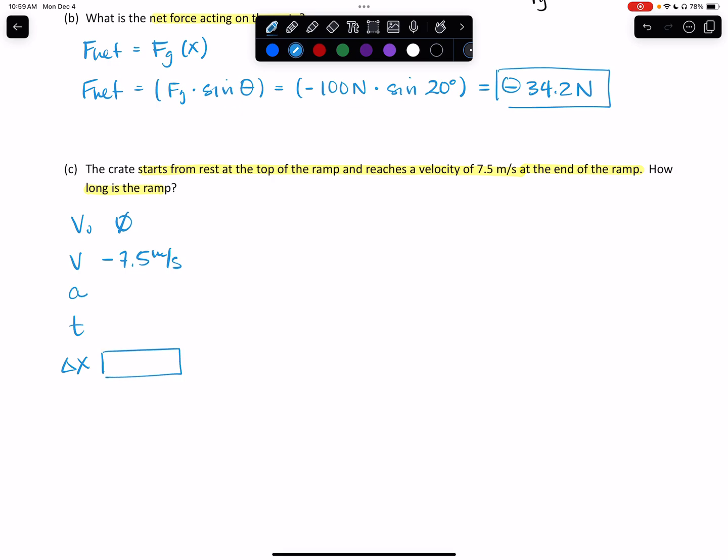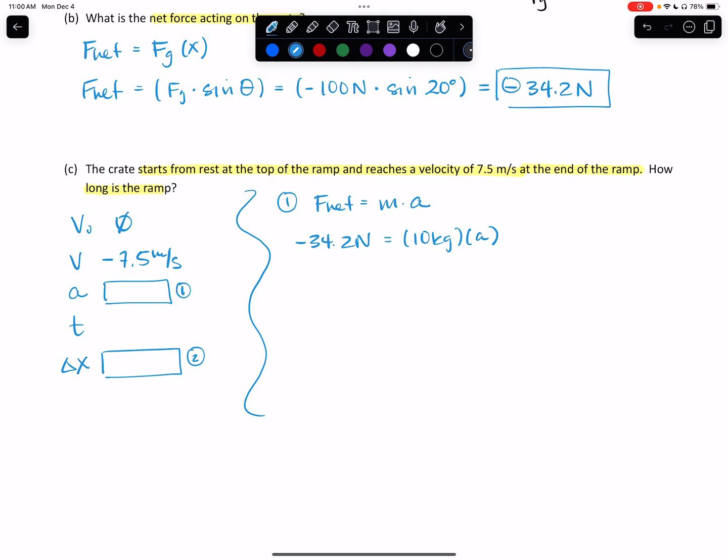All right, so I'm going to need one of these two numbers. The easiest one is going to be acceleration. So I'm going to start with acceleration and then go find that. All right, so how am I going to find acceleration? Well, I know F net, and I know the mass of the crate. So I'm going to start by using F net equals mass times acceleration. So negative 34.2 newtons is going to be equal to 10 kilograms times my unknown acceleration. So the acceleration here will be negative 3.42 meters per second squared.